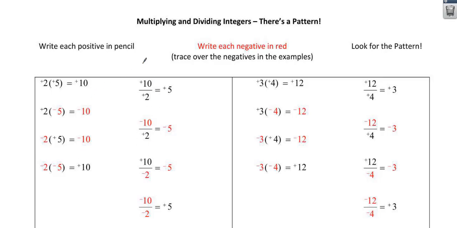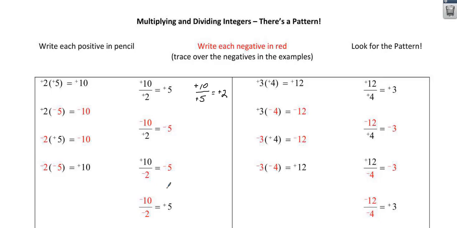Using those same integers in division, we get this. Positive 10 divided by positive 2 is positive 5. That could have gone the other way also. We could have done positive 10 divided by positive 5, which would have given us positive 2. Negative 10 divided by positive 2 is negative 5. Positive 10 divided by negative 2 is negative 5. And negative 10 divided by negative 2 is positive 5.